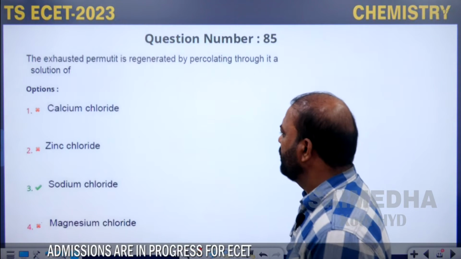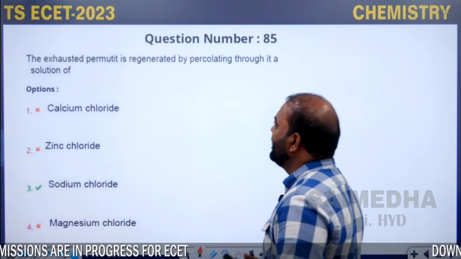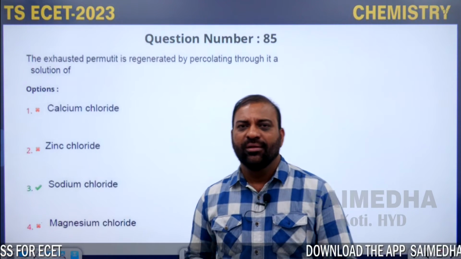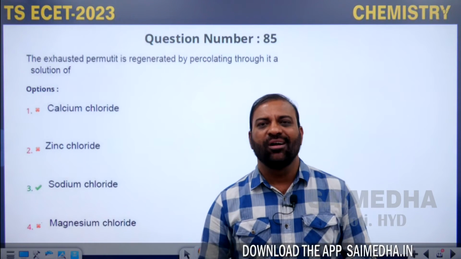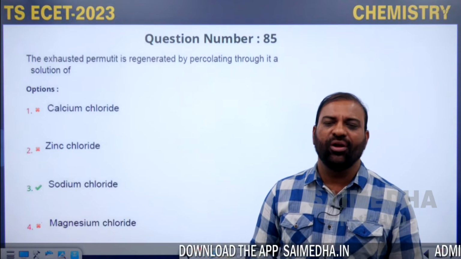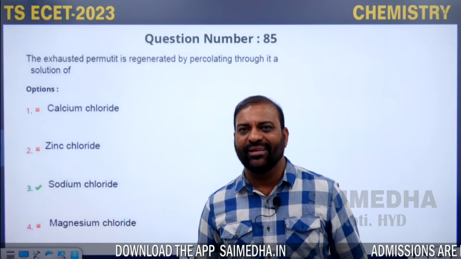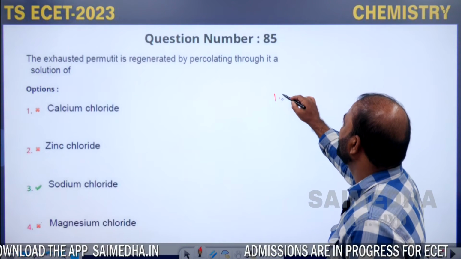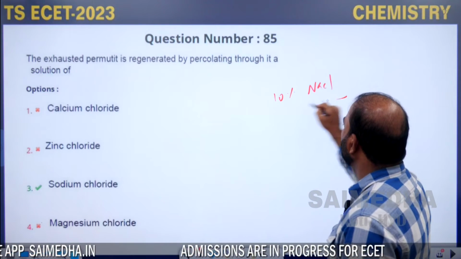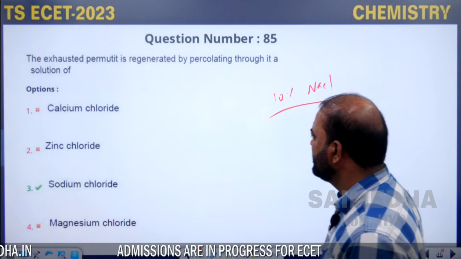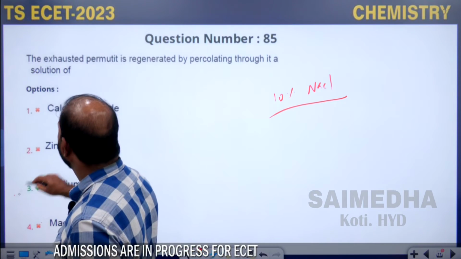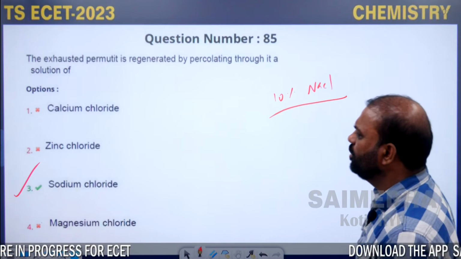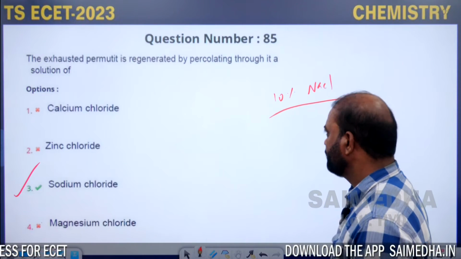The exhausted permutit is regenerated by percolating through it a solution of what? Generally, permutit is an artificial zeolite. Permutit is used for removal of hardness of water, meaning for softening of water. The exhausted permutit is generally regenerated by 10% sodium chloride solution. Check the options here. Sodium chloride is given in option 3. The exhausted permutit is generally regenerated by percolating through it a solution of sodium chloride.